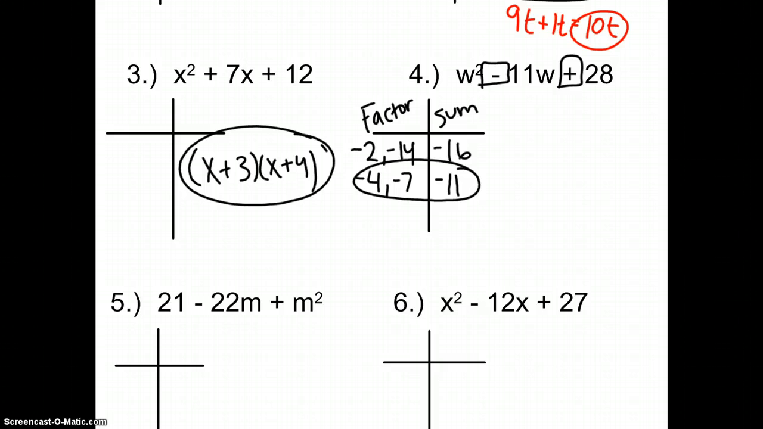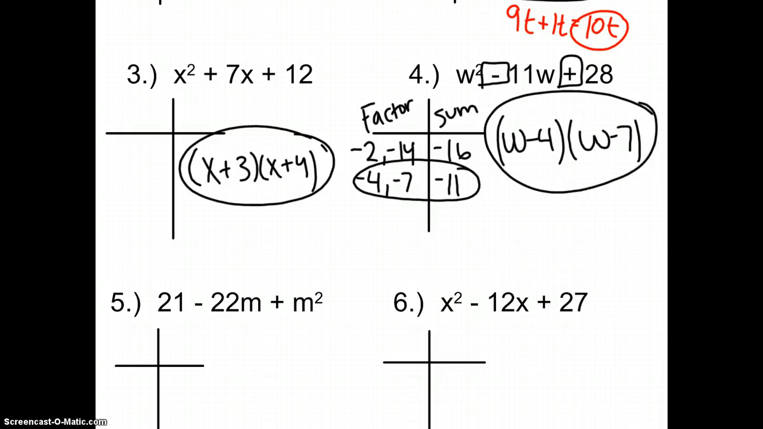And this is the same thing, plug it into w plus, but these are negative, so it would be w plus negative 4, which you can just say is w minus 4, and w minus 7 are our two factors.